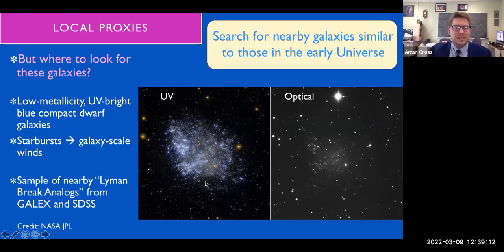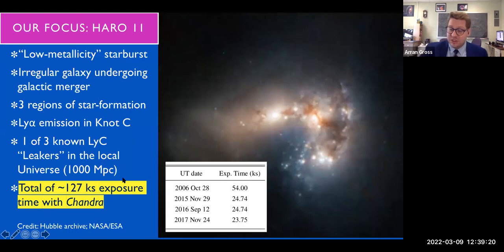So we want to build a sample of local proxies that check all these boxes and serve as good local analogs. For my talk, we're just going to be focusing on one of those galaxies from that sample, Haro 11, again shown here. And I actually just saw a paper yesterday that described it as heart-shaped, I guess if you view it from kind of an angle, which I thought was cute. And it checks all those boxes for the most part.